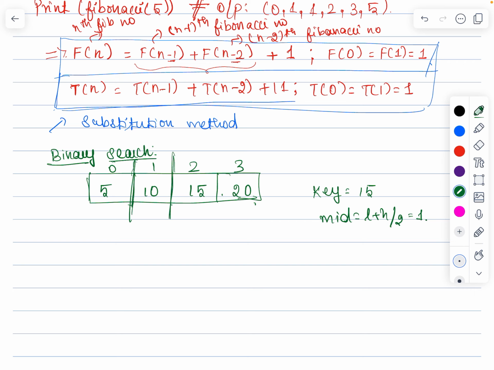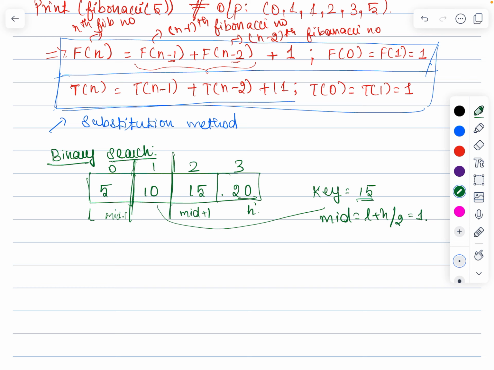Every time it would compare the key value with the mid element, whether the mid and the key value are equal. If it is not equal, the list would get divided into 2. The elements from low till mid minus 1 are one subproblem, mid plus 1 till high is going to be another subproblem, and also this binary search is applicable only on a sorted list, right?